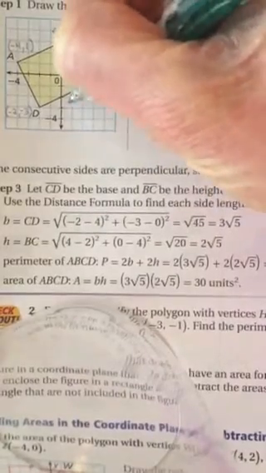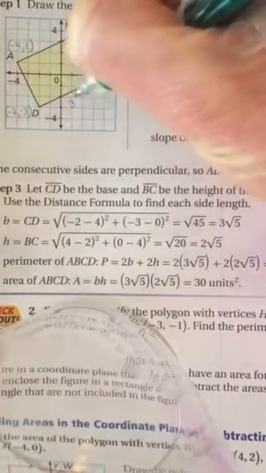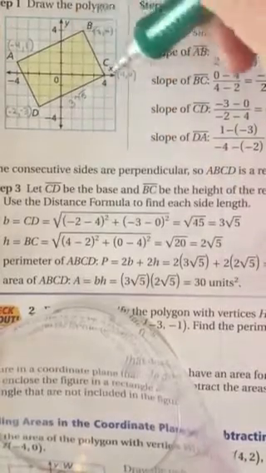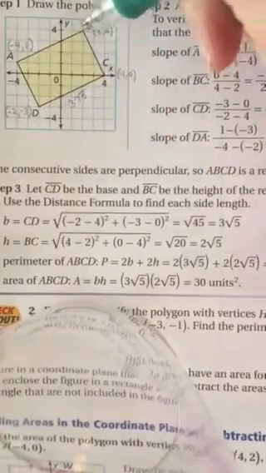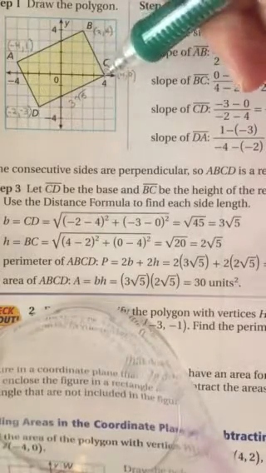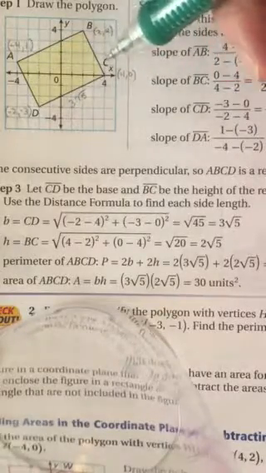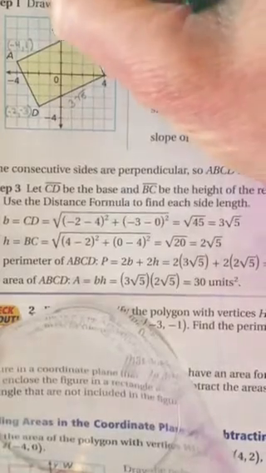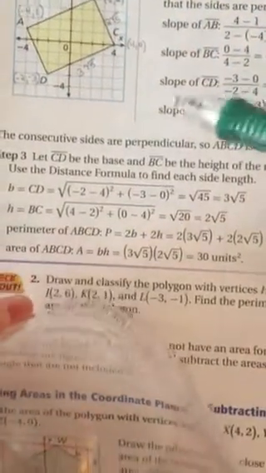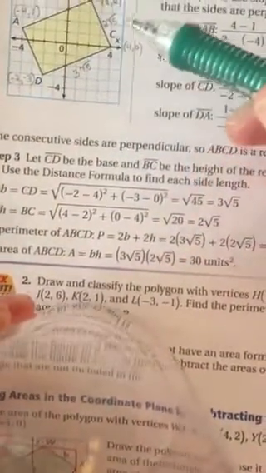What did I say it is? 3 radical 5. Now we need to do the exact same thing with either BC or AD. So they've done it with BC. They have used the distance formula to find the length of BC, and that comes out to be 2 radical 5.